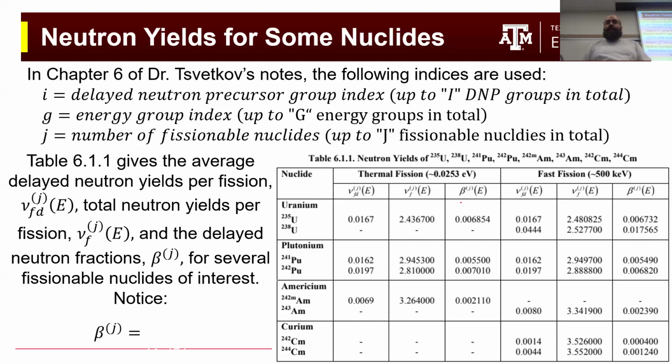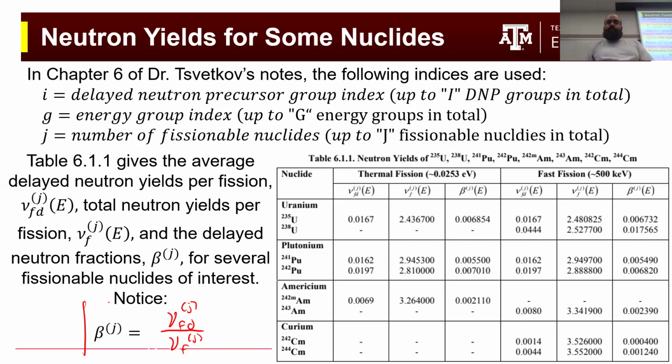And if you notice from this table, the definition of beta j, the delayed neutron fraction for some fissionable nuclide j, is just nu FD for that isotope j divided by nu F for that isotope j.